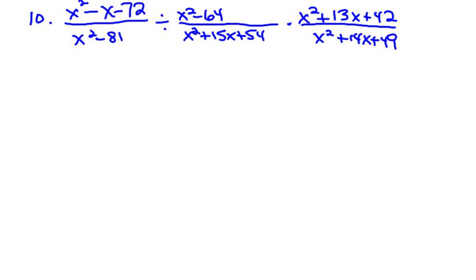Okay, here's part 2 of the test 2 review, starting with number 10. So this is again division and multiplication. What we need to do is factor, and flip where there's the division. So we'll move this down and this up. Let's factor everything.